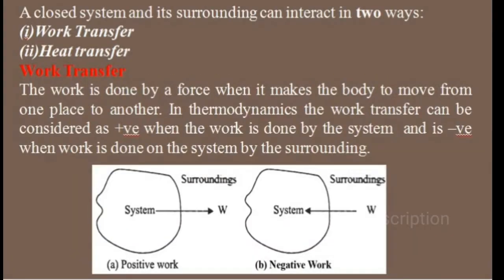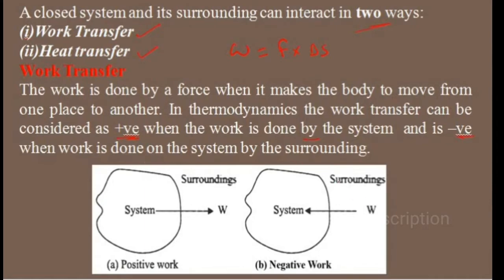A closed system and its surroundings can interact in two ways. The first one is work transfer and the second one is heat transfer. So now we'll move to work transfer. Generally we know work, W, is force into displacement. Work is done by a force when it makes a body move from one place to another. In thermodynamics, work transfer is considered positive when the work is done by the system, and negative when work is done on the system by the surroundings.